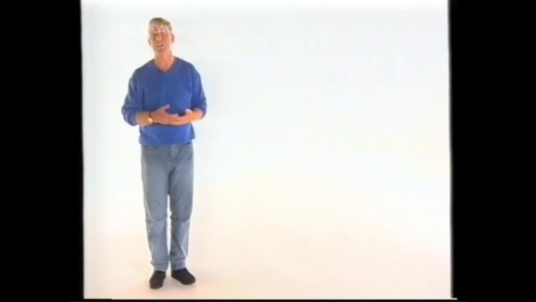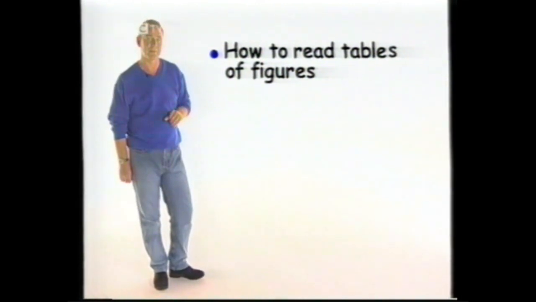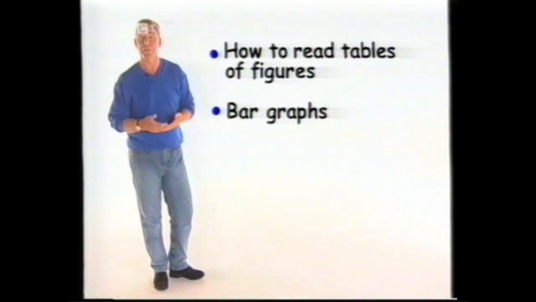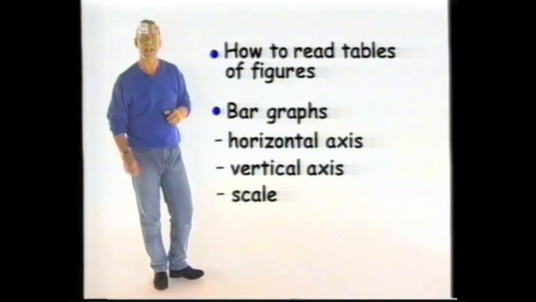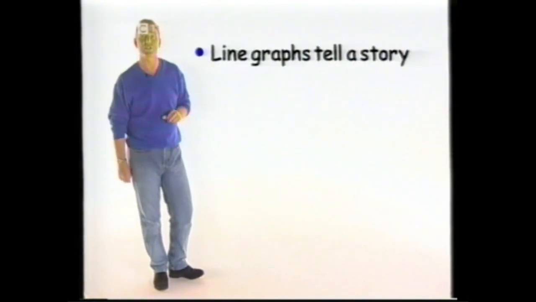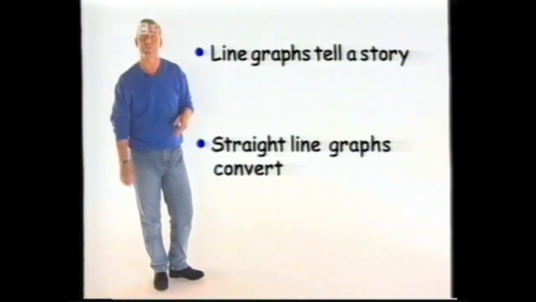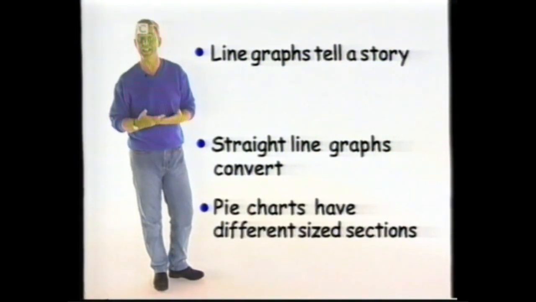That's the end of our programme on interpreting data. So let's just check what we've done. We looked at tables of figures and how to read information from their rows and columns. We looked at bar graphs and saw that they have horizontal and vertical axes and a scale, and how to estimate the length of the bars. We saw how line graphs can tell a story and how to read them, and we used a straight line graph to convert from one thing to another. Finally, we saw that pie charts show information by the different sizes of their sections.